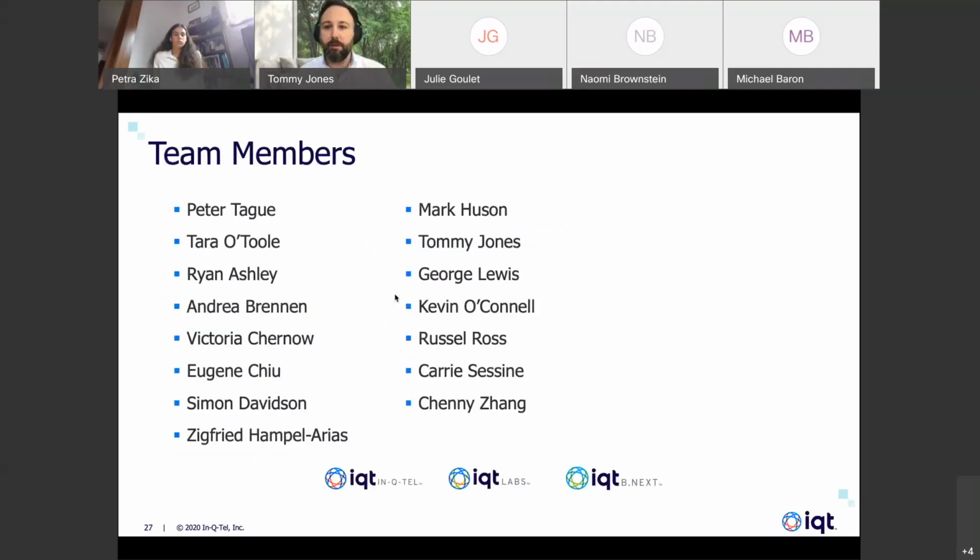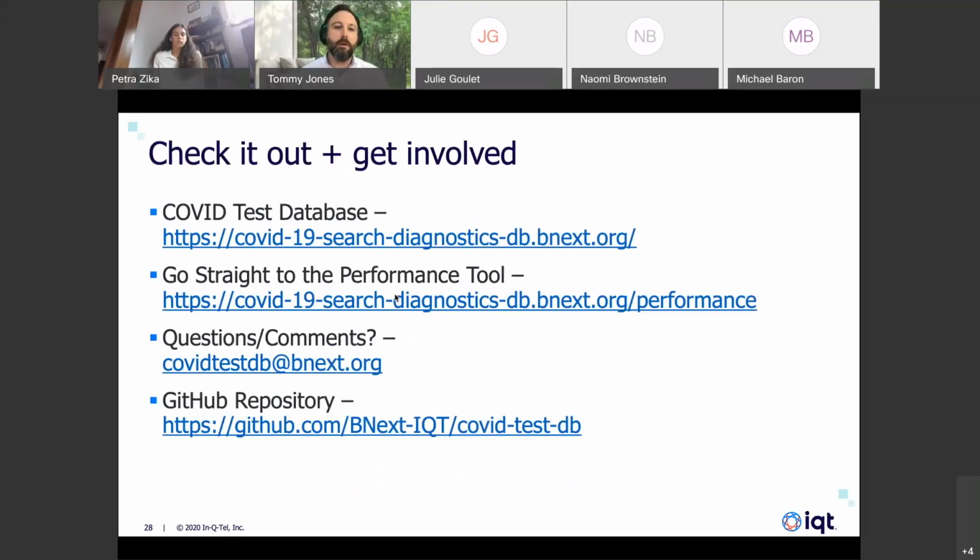This was a big cross-domain effort with all the folks at In-Q-Tel across 3 different business units, including computer scientists, statisticians, biologists, medical doctors, epidemiologists.